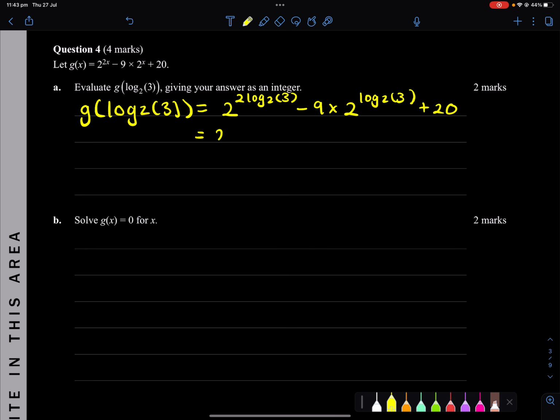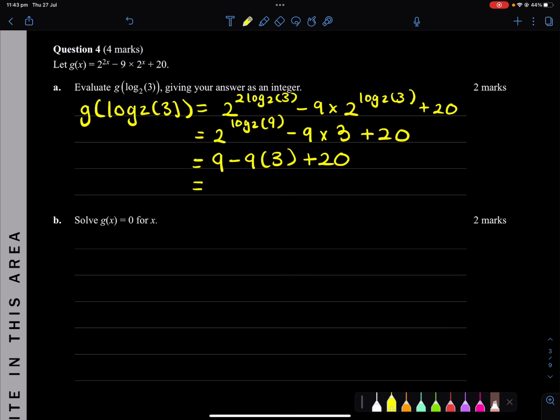So we can put the 2 inside, so it'll be 2 to the power of log 2 of 3 squared, minus 9 times, because these have the same base, what does that mean? It just becomes 3. So it'll be 3 squared, that's 9, minus 9 times 3, plus 20, which is equal to 29 minus 27, so therefore it's equal to 2 as your answer.